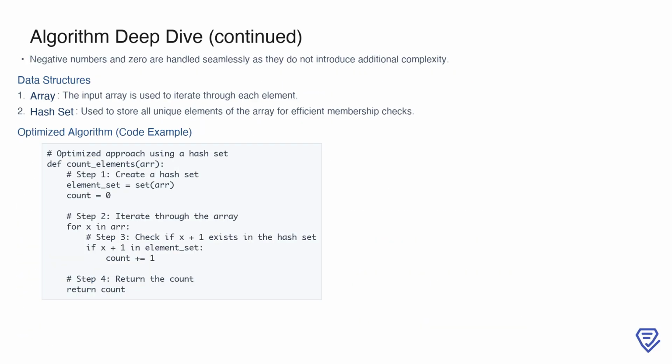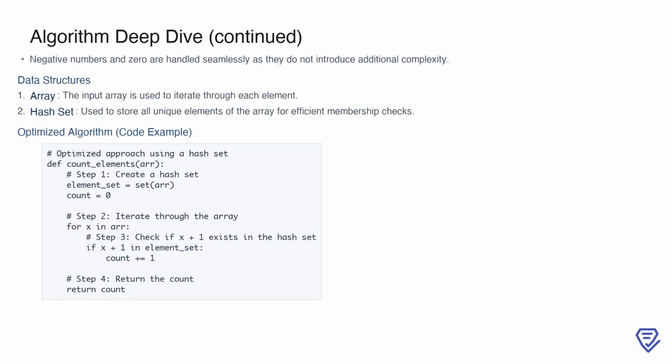The optimized algorithm also handles negative numbers and zeros seamlessly, as these values do not introduce any additional complexity when performing hash set lookups. In terms of data structures, we primarily use the input array for iteration and the hash set for efficient membership checks.